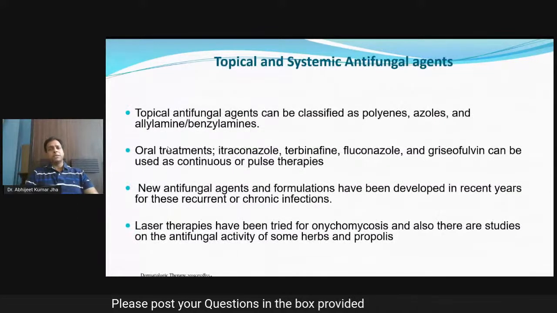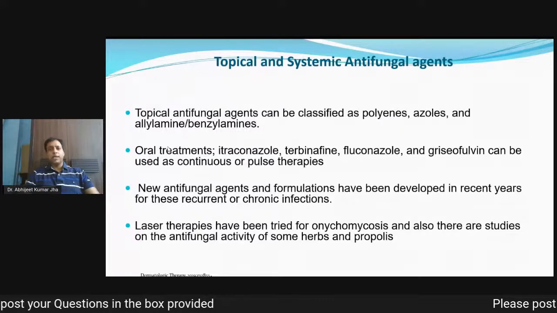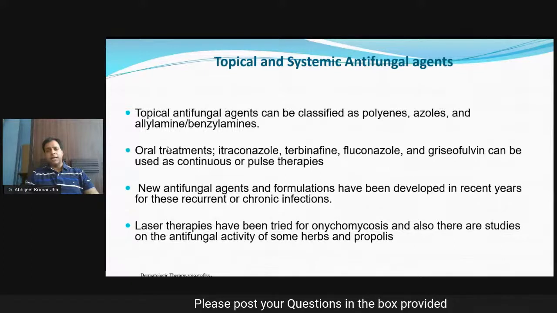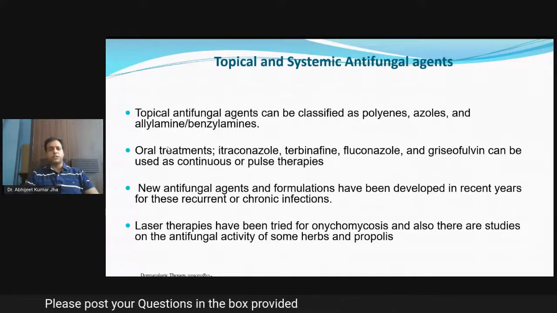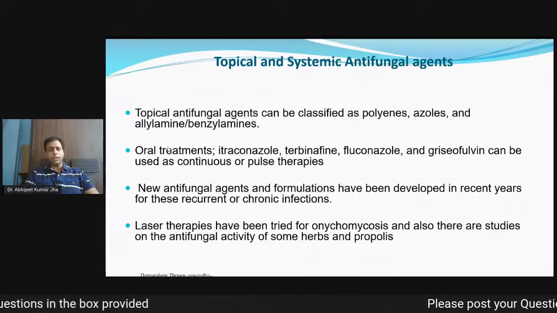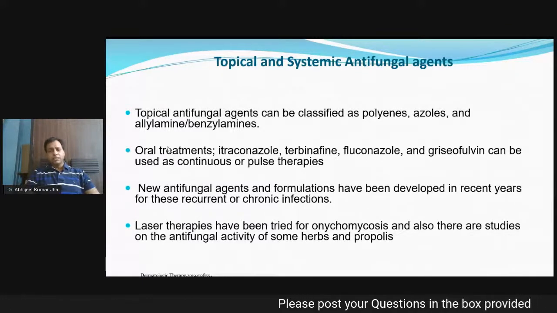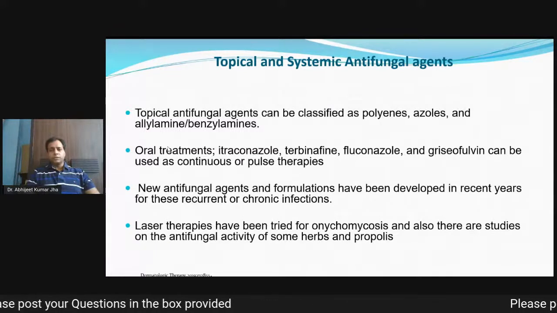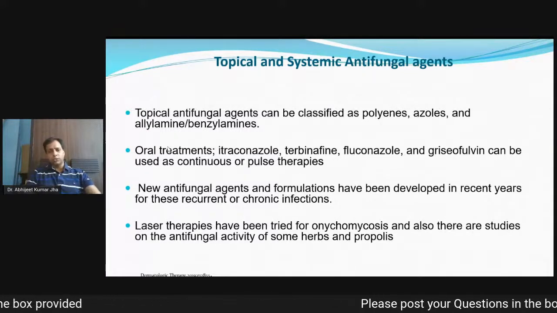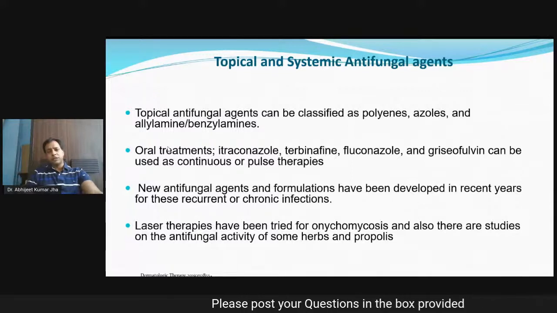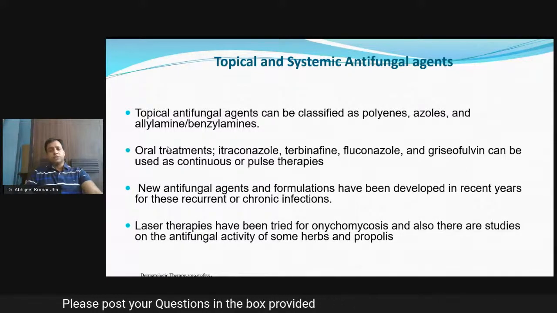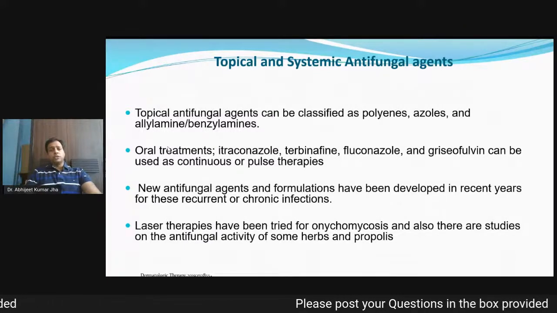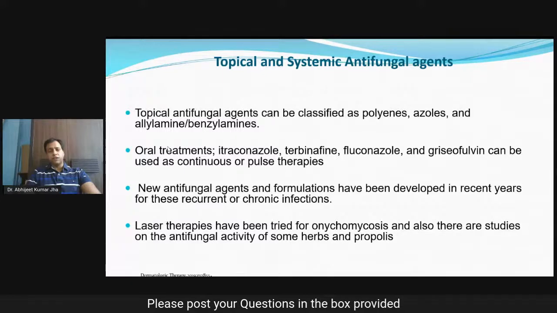Now, topical and systemic antifungal agents for treatment. And I'll also deal with a few new treatments which are upcoming for onychomycosis and also for superficial fungal infections. Now, topical antifungals can be divided into polyenes, azoles, and allylamine or benzylamines. Now, oral treatment, we are well known to prescribe itraconazole, terbinafine, fluconazole, griseofulvin. Now, the trick of the trade is how often and when are we going to use these kinds of drugs for treating superficial fungal infection.